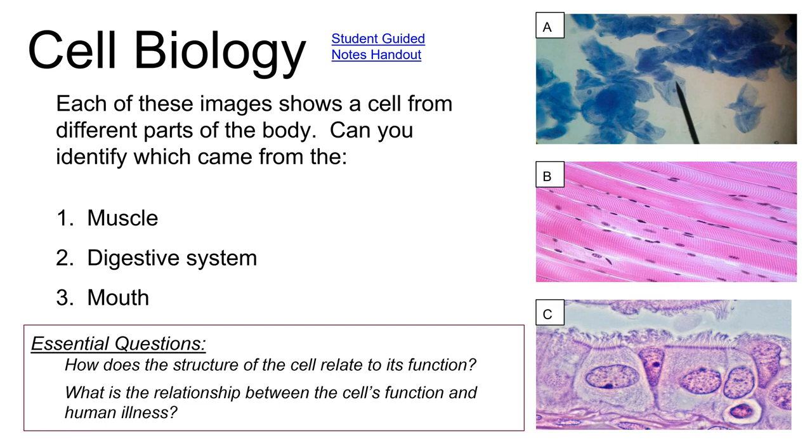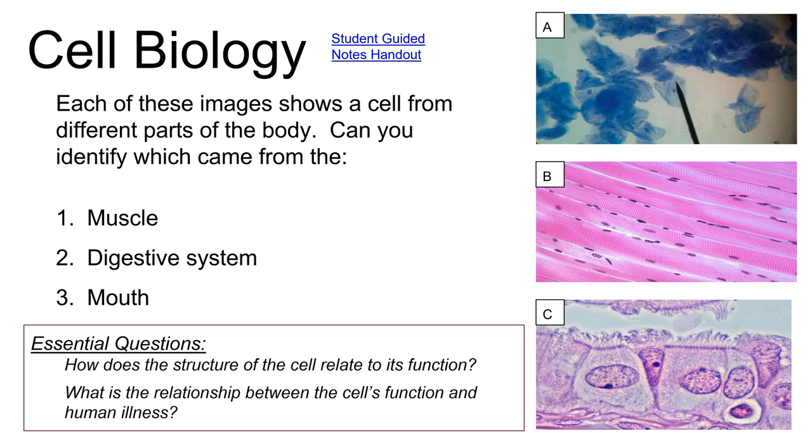So we are going to ask ourselves two essential questions during this presentation. How does the structure of the cell relate to its function? And we're just going to use the standard cell that you were taught in 1406. And what is the relationship between the cell's function or physiology and human illness? So the first question is anatomy and physiology: how does cell anatomy relate to its physiology? And the second one is, when the cell's physiology is not working correctly, how does that make us sick?